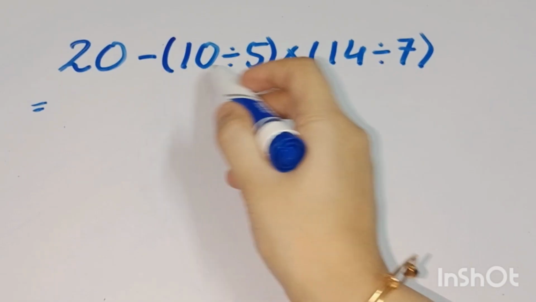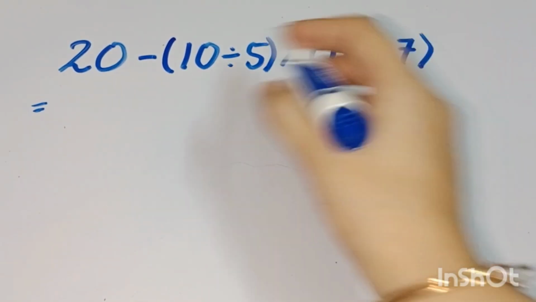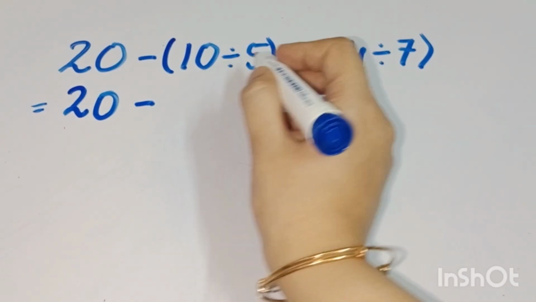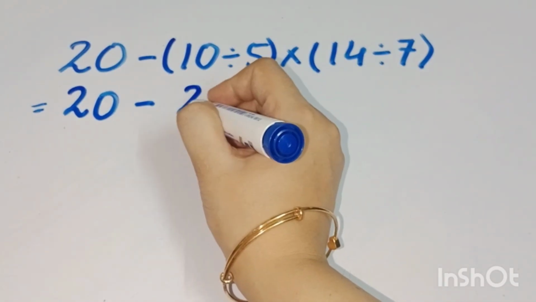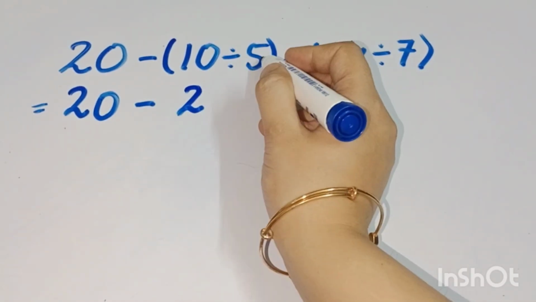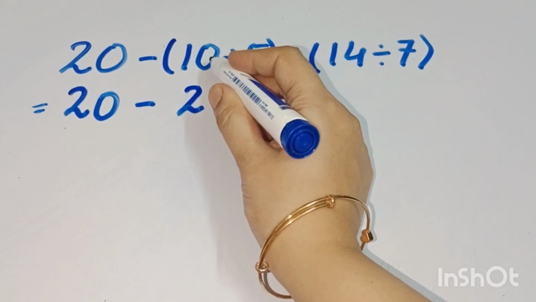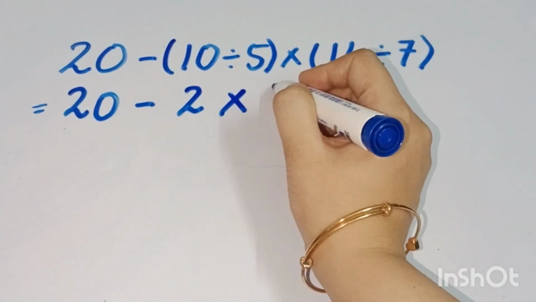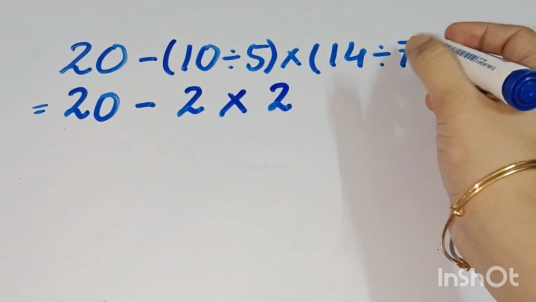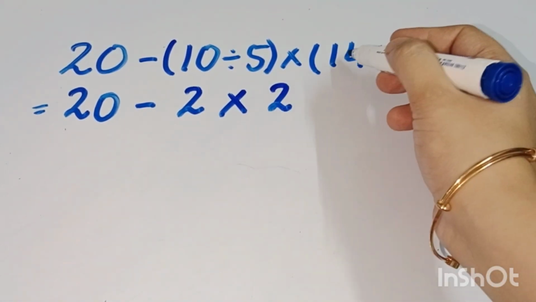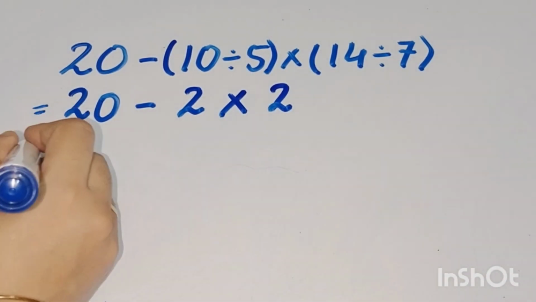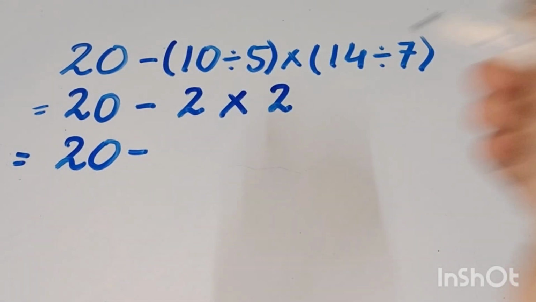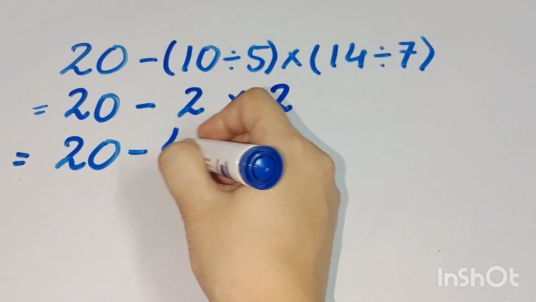Okay, we will do our brackets first. 20 minus, when we divide 10 by 5, it will become 2, because when we multiply 5 times 2, it will become 10. 14 divided by 7 is also equal to 2, because when we multiply 7 by 2, it will become 14. Simply multiply these two numbers. 20 minus 2 multiply 2 equals 4.